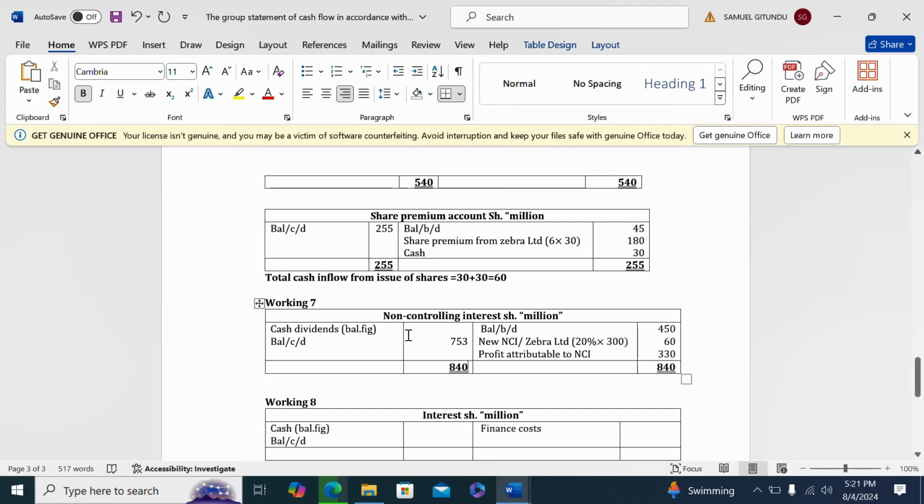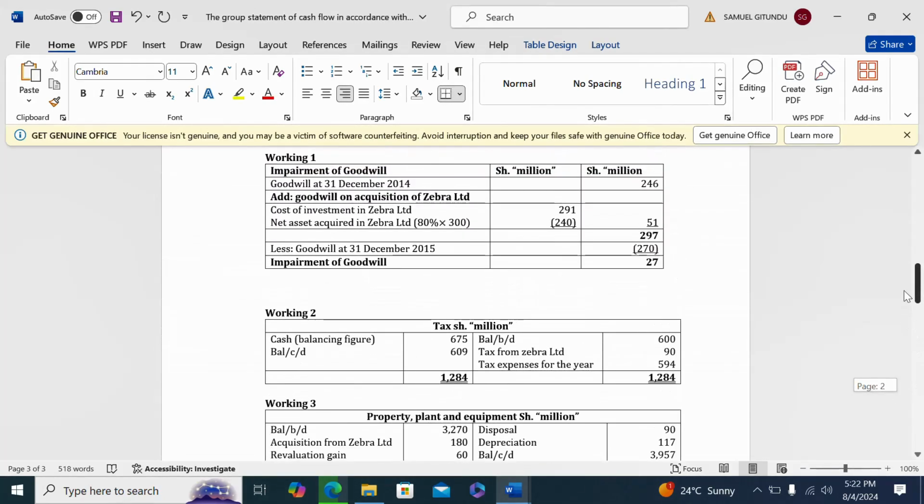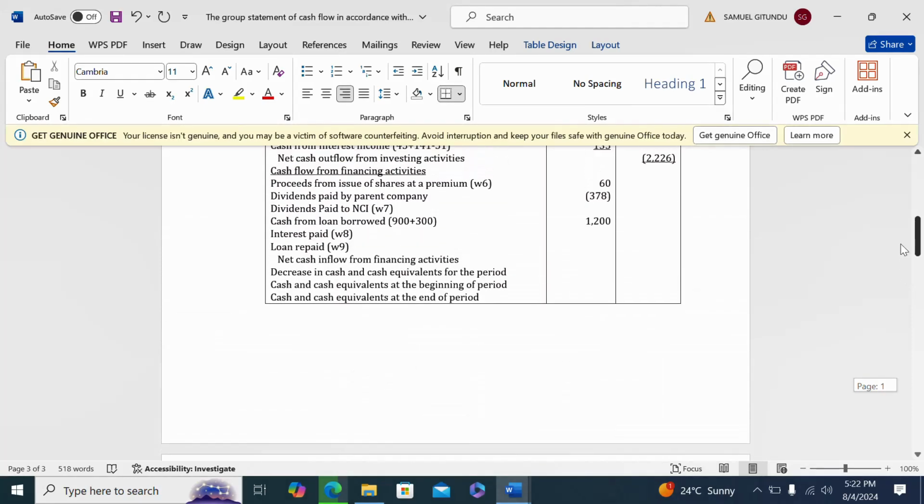So the balancing figure here represents the cash dividend. So 840 minus 753, I'm getting 87 as the cash dividend paid to the NCI. So we write 87 dividend paid to the NCI.